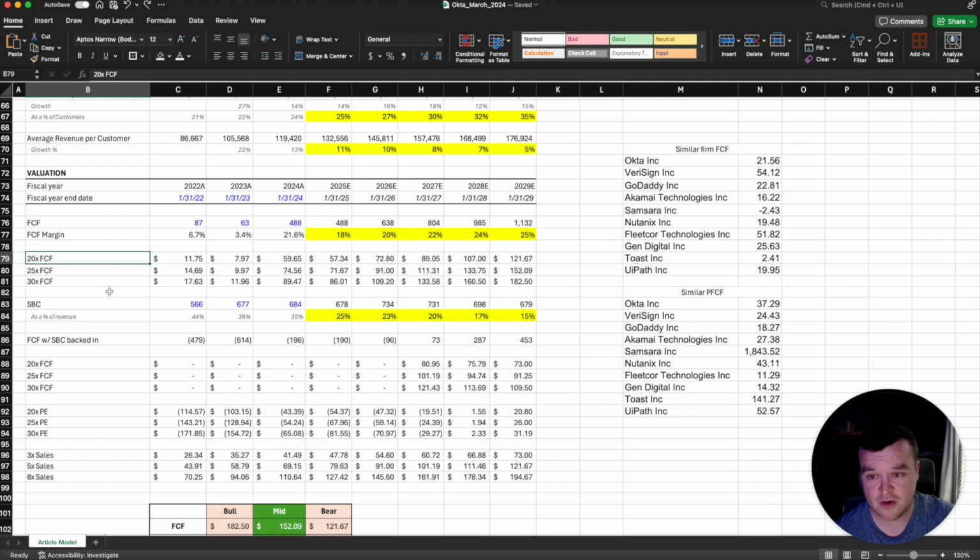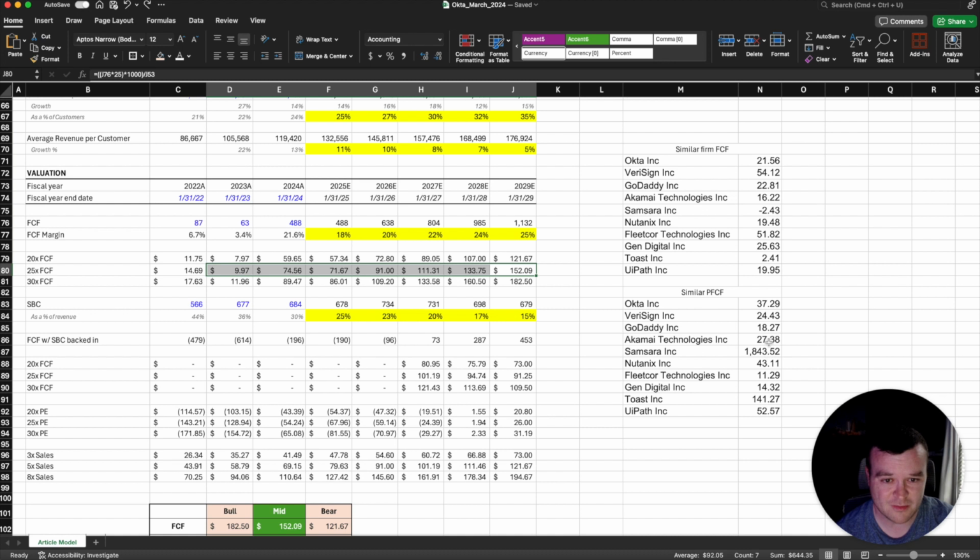The 20 times free cash flow, 25 times and 30 times. These are those same companies above, and their price to free cash flow. You see VeriSign's at a 25, so that'd be, if Okta's priced the same, it'd be that middle one. Akamai is a lot higher, so it'd probably be somewhere in between these two.